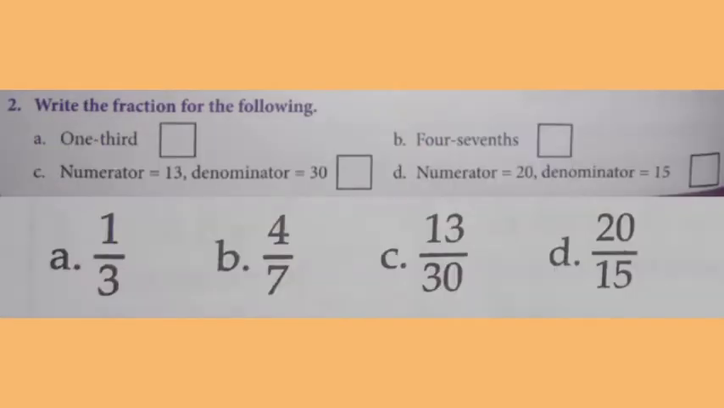Question number 2. Write the fraction for the following. Bit A, 1/3. Its fraction is 1 by 3. Bit B, 4/7. Its fraction is 4 by 7. Bit C, numerator 13 and denominator is 30, and its fraction is 13 by 30. Bit D, numerator 20 and denominator is 15. Its fraction is 20 by 15.